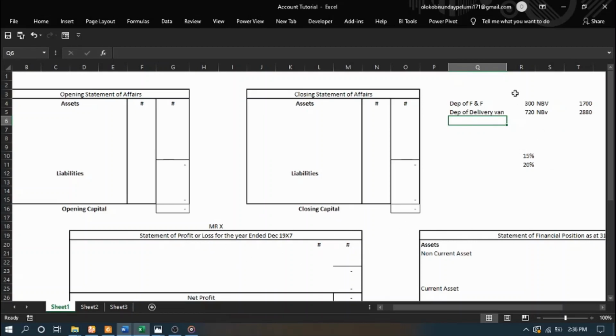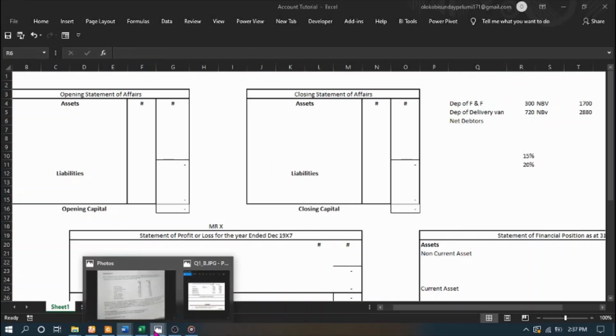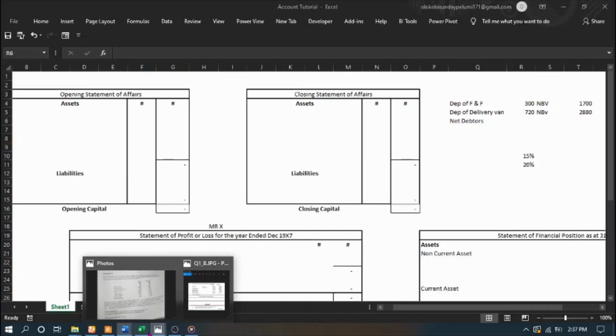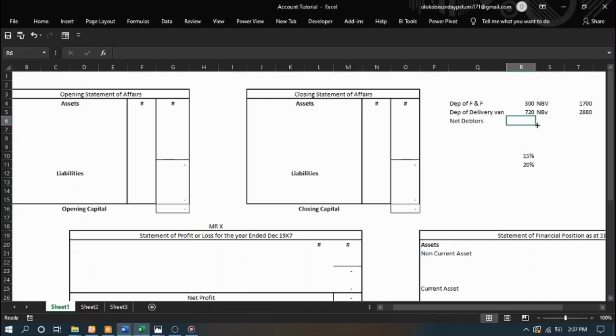The income statement, these two. Alright, so we have bad debts. We have net debtors during the period, because we are asked to write off bad debt. So what is the net debtor? The bad debt is 300, and the debtor at the end of the period is 9,800. So net debtor will be 9,800 minus 300, so that is 9,500.